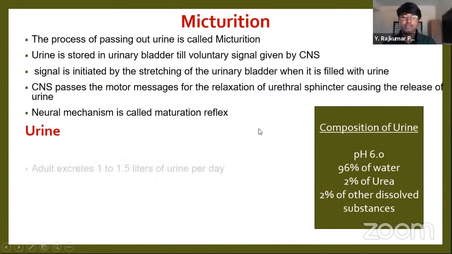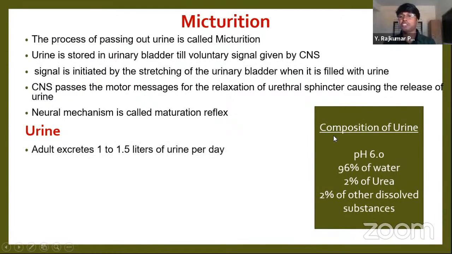What is urine? Let's see. The composition of urine is given beside. That means what are the components present in the urine. The pH of the urine is 6.0 and there is 96% water in the urine, 2% urea and 2% other dissolved substances. Urine looks yellowish in color because of urochrome. It is a pigment called urochrome that gives the yellowish color.